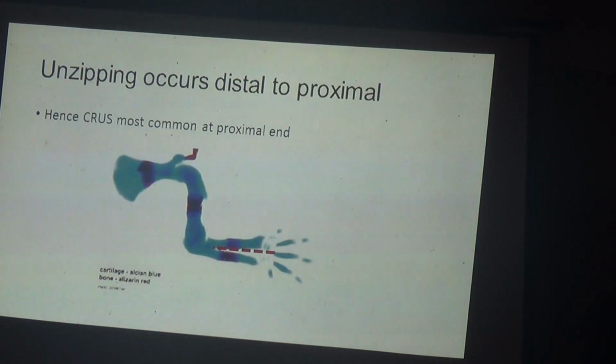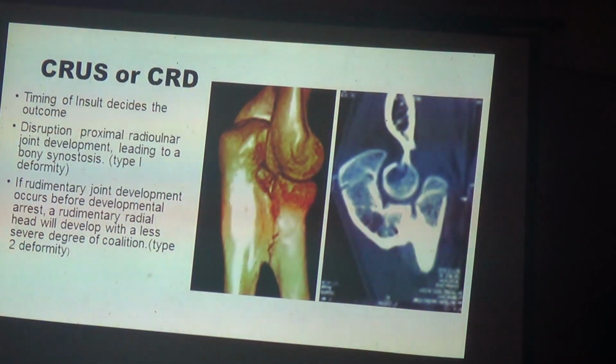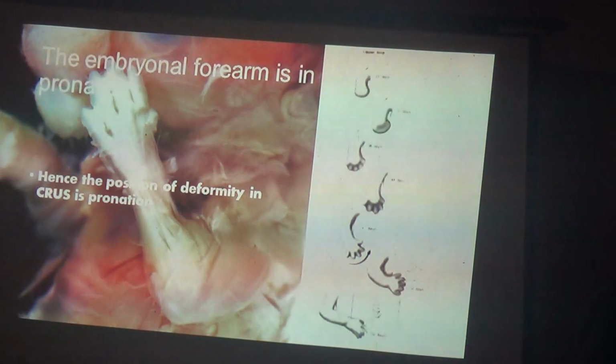And always, whenever the unzipping occurs, the fetal position is in pronation. That's why the deformity is in pronation. You never see congenital radioulnar synostosis which is fixed in supination, right? There are 2 types. If it occurs very early, then you will see type 1 synostosis, which is a synostosis but the radial head is not affected. But if it happens later on, then you will also see affection of the radial head. So it depends on when it occurs.